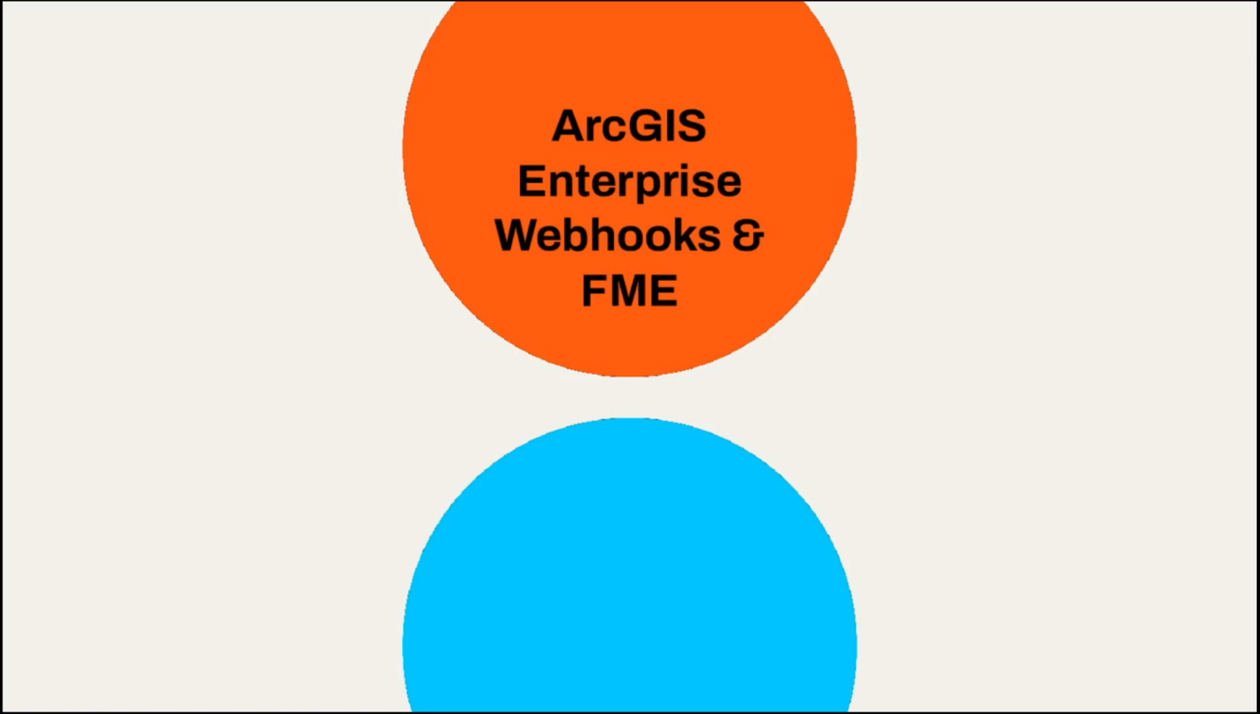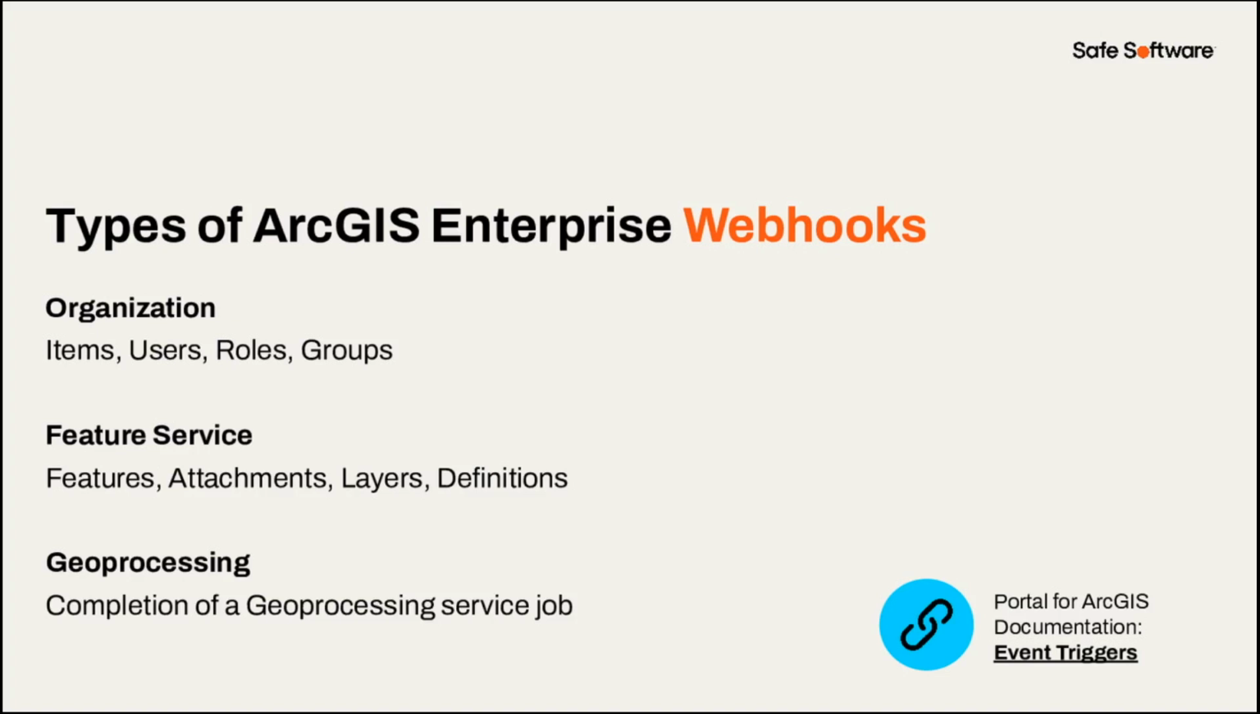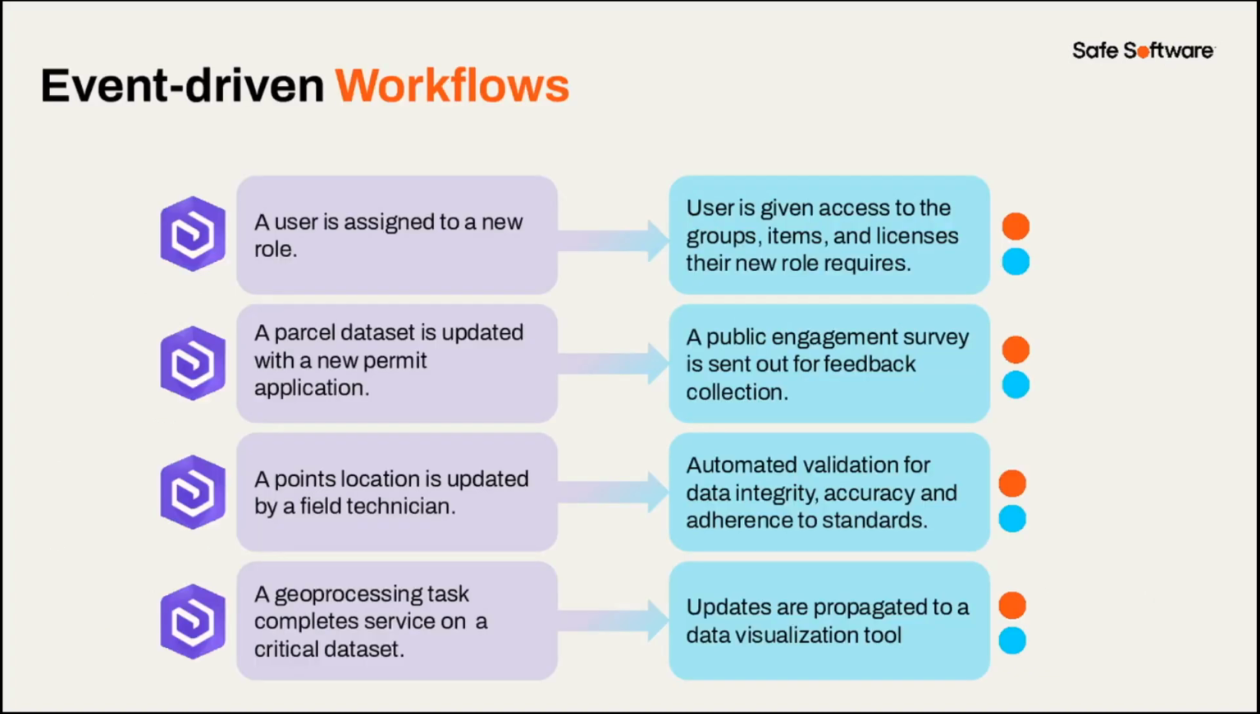So how do webhooks relate to ArcGIS Enterprise and FME? ArcGIS Enterprise offers 3 distinct categories of webhooks. The first is organization for monitoring user and item activity. Feature service webhooks for monitoring changes to hosted datasets. And lastly, geoprocessing webhooks that can notify upon the completion of a process in ArcGIS Server. So within each category, we can monitor for many different kinds of events, and a full list is linked on this slide. These are some of the examples that you might use.